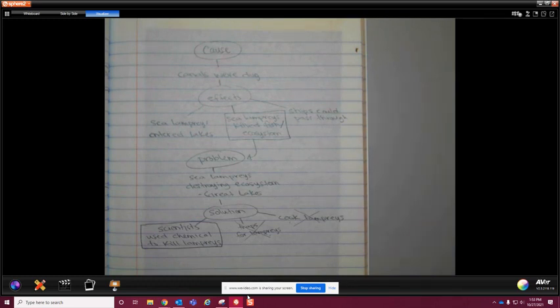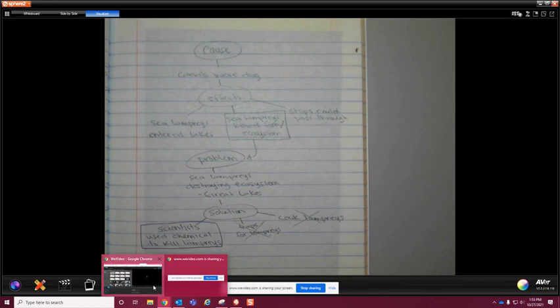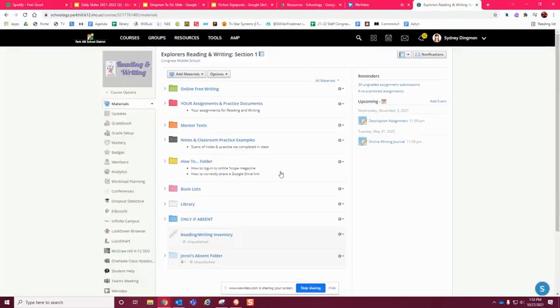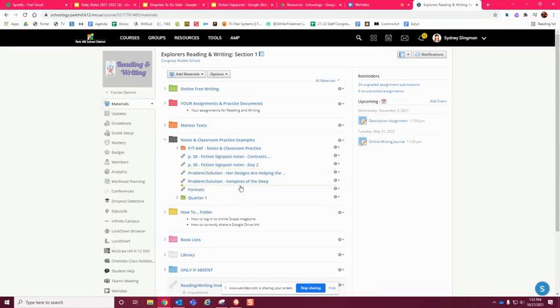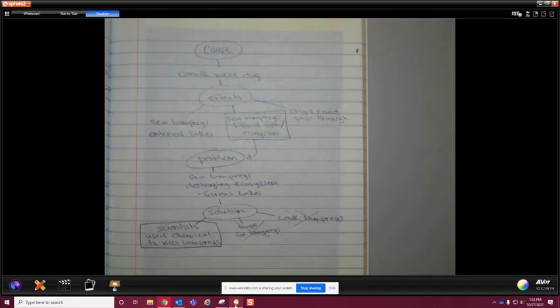All right, so you can either pause and do it from here, or if it works better for you and you want to go back to this, I also have this in the notes in classroom practice. You're going to look for the problem solution, Vampires of the Deep. You click on that and it's going to show you exactly what is on my screen right here. So either way is fine. That's what we did there.